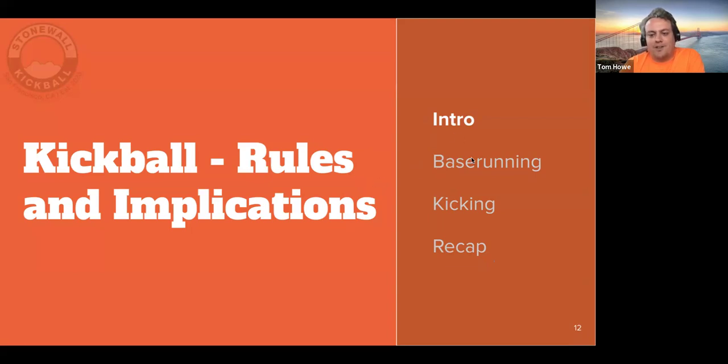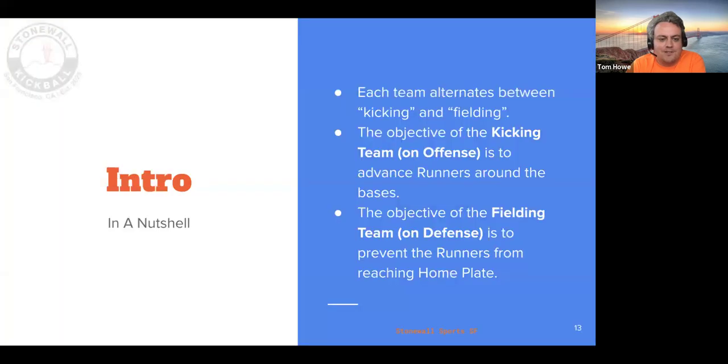So we're going to divide this particular presentation into, I guess, 3 different sections, 4 really, if you think about it. Starting with the introduction. So what's the fundamental layout of kickball? How does the flow of the game work? We're going to discuss base running and kicking. These are the most, I would say, situational awareness heavy aspects of the game. And we'll go ahead and close out with a recap. And, again, feel free to ask questions as we go through this.